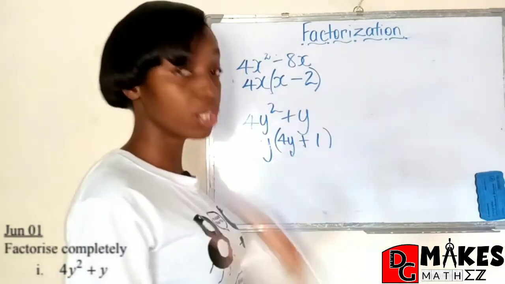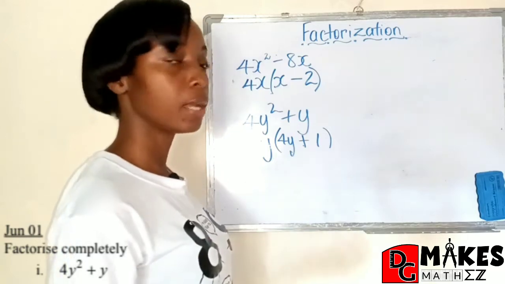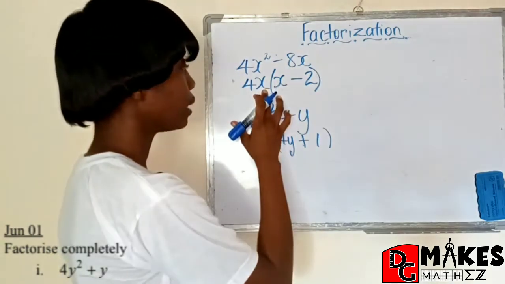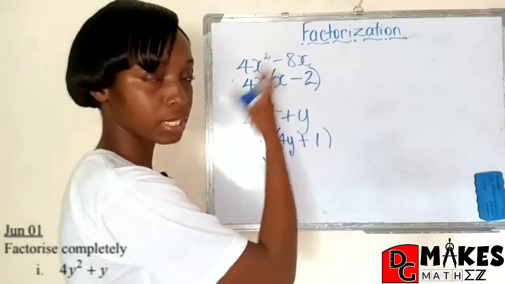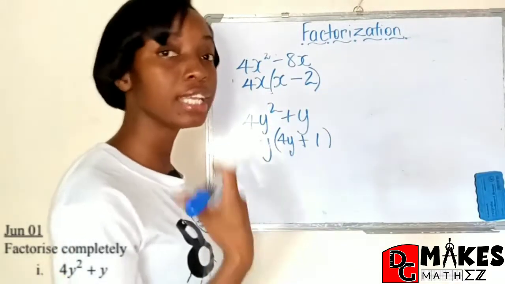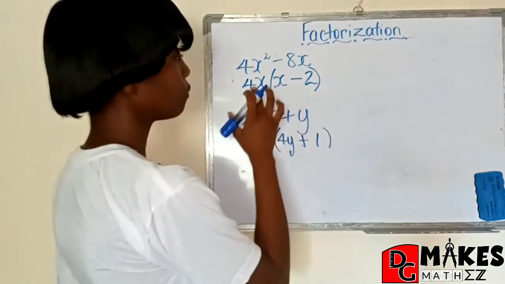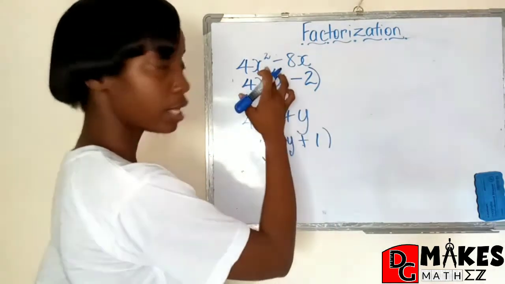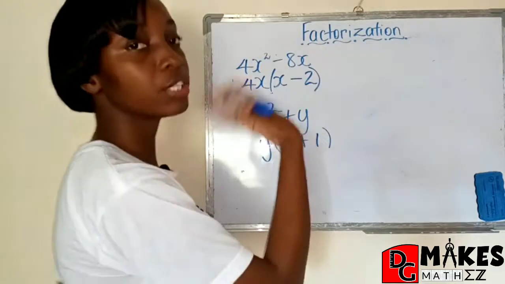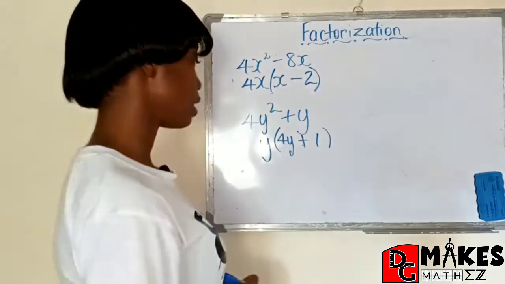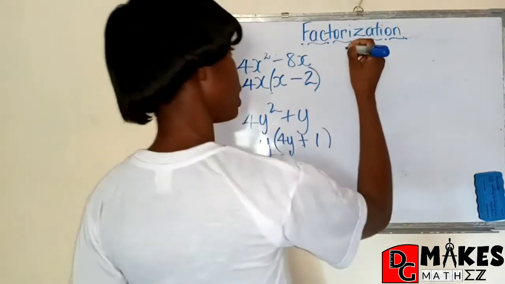You can always double check if your answers are correct by multiplying what's outside our bracket by what's inside. Factorization is the reverse process of expansion. And so if I should say 4x times x, I should get 4x squared. 4x times negative 2, I should get negative 8x. All right, so you can always check your work.